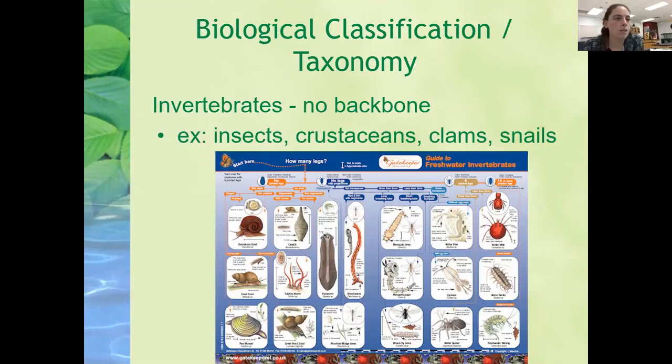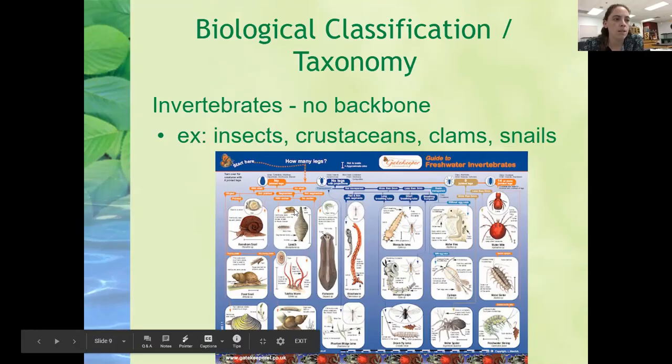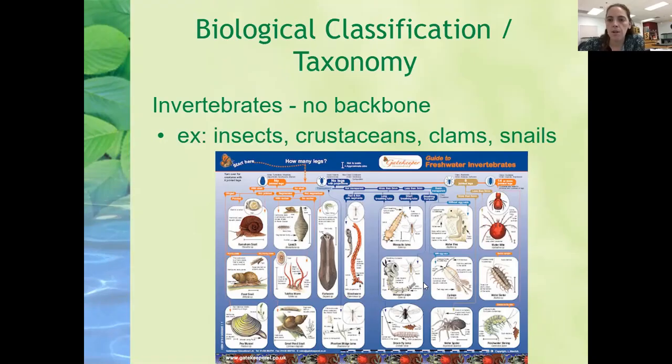So in our picture here, we've got some of the snails, we've got some different worms, some different insect larvae, even we've got a spider down here. These would all be aquatic invertebrates.